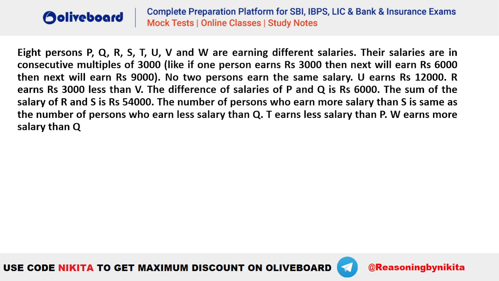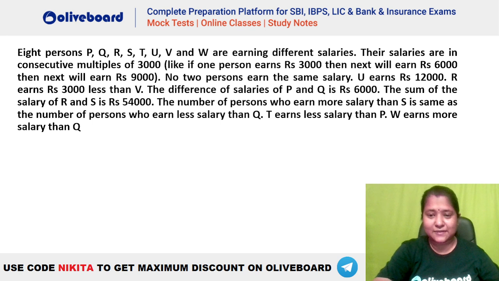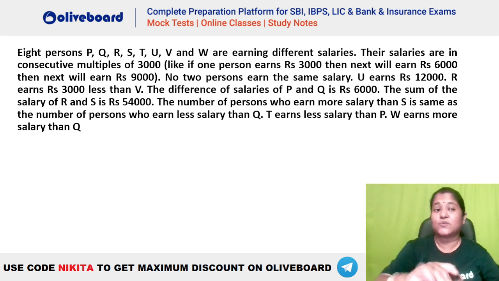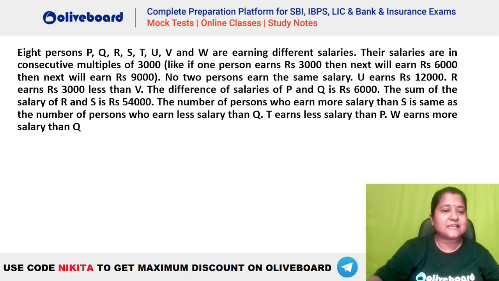I hope everybody has gone through the question here. Chalo, let's come back on the screen and let's see how this particular question can be done. Okay, this is a very nice question in here. Let's understand this one. Okay, so 8 persons are earning different salaries. Their salaries are in consecutive multiples of 3000. Like for example, this is given as an example. If one person is earning 3000, then next has to be 6000, then next will be 9000, then 12,000, and so on.